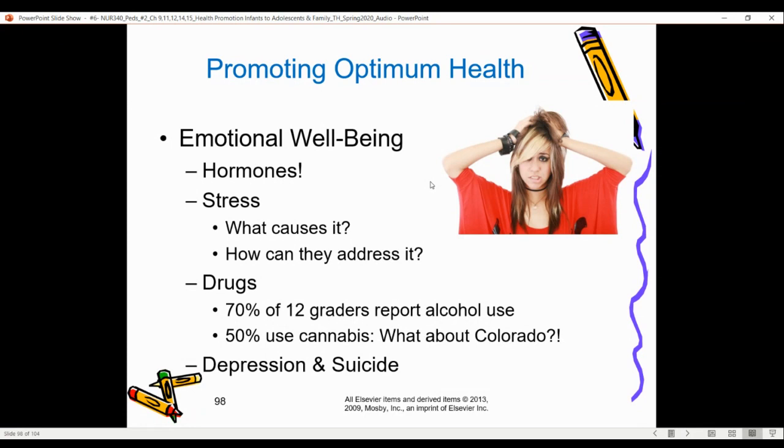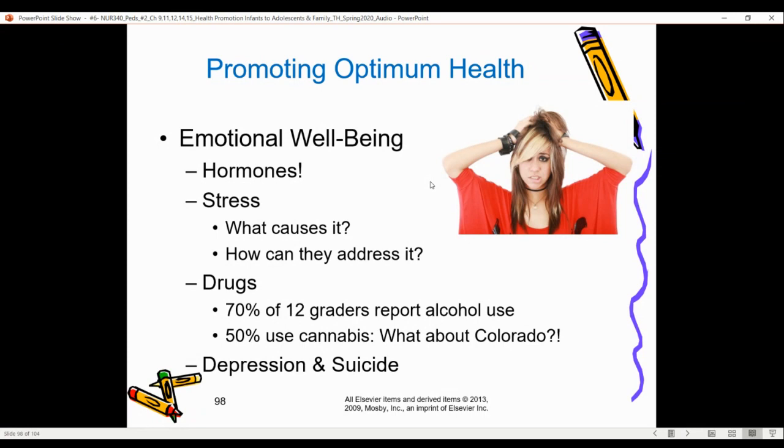Drug use is something that we see increase in this population. 70% of 12th graders report alcohol use. Remember last week I mentioned that 10 to 12% have substance abuse problems. This is just the group that said that they tried it, you know, at a high school party. 50% use cannabis, and that's our population in the United States. That's not Colorado. The statistic is much higher in the state of Colorado on kids that have tried pot.